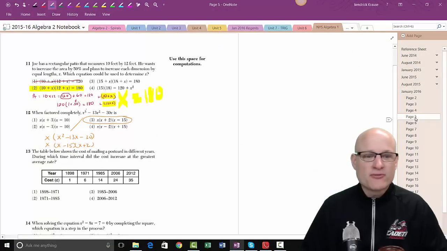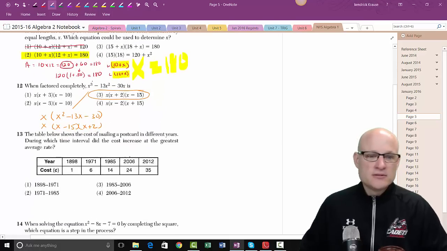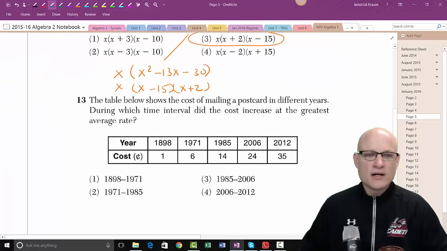I have no idea. Page 5. Ooh, wow. Got lucky. All right, here we go.